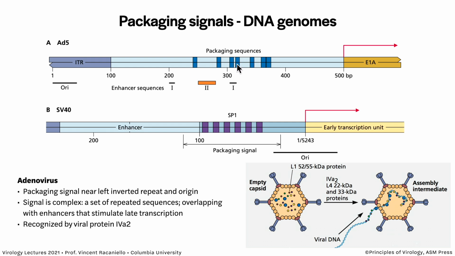So this packaging sequence enables just adenovirus DNA to get into the capsid, because the packaging sequences are not present on cellular DNA. They are unique to the virus, and so only viral DNA gets incorporated. How does it work? Well, these sequences are recognized by a viral protein called 4A2. In the case of adenovirus, you first make an empty particle, and then the DNA gets threaded into it. The threading of DNA will only happen if the packaging signal is recognized by 4A2. Without 4A2, the DNA does not get into the capsid. The exact mechanism is not known.